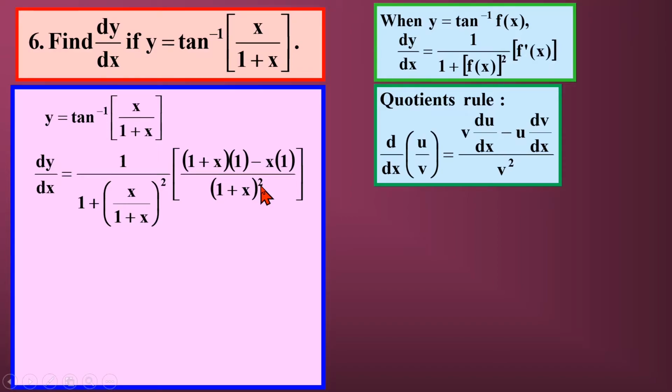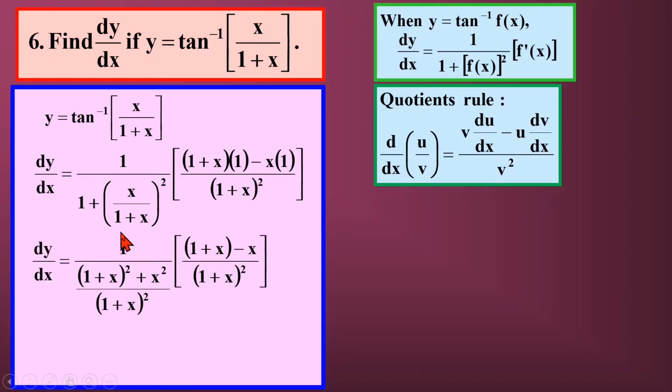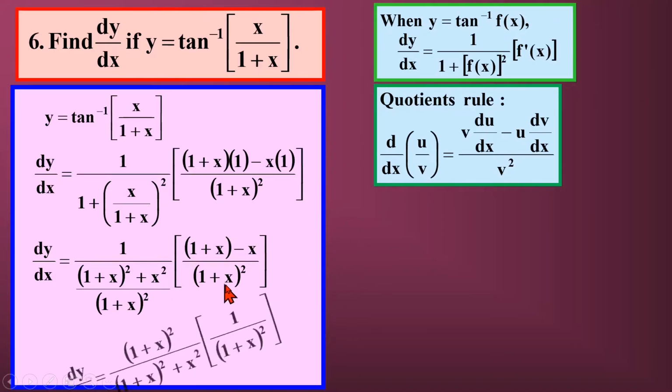Now it's time to simplify. Before I can do so, I need to combine this part of the fraction. So 1 plus x multiplied by 1, so I have 1 plus x squared. Here is x squared, so I have x squared, divided by 1 plus x squared, so I have 1 plus x squared here. Over this side, I just need to simplify it by multiplying the values inside. You can straight away jump to the next step, which is 1 here.